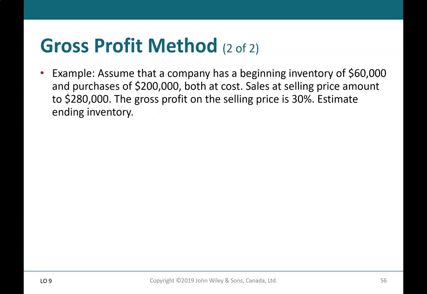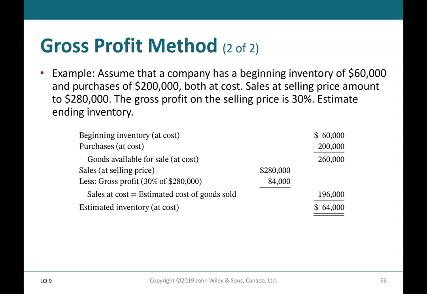Gross profit method, 2 of 2. Example. Assume that a company has a beginning inventory of $60,000 and purchases of $200,000, both at cost. Sales at selling price amount to $280,000. The gross profit on the selling price is 30%.